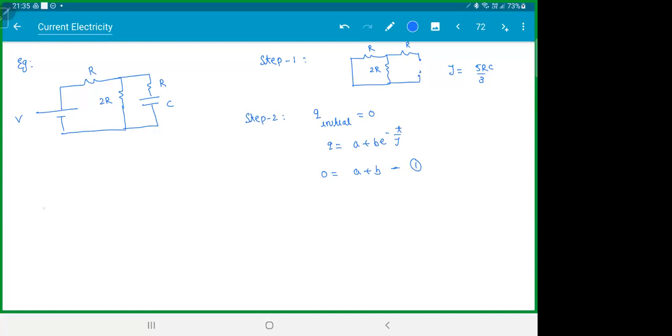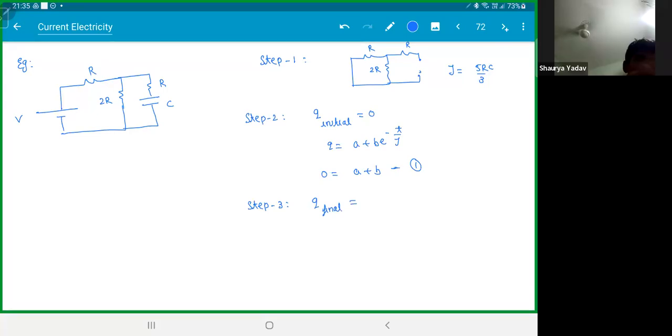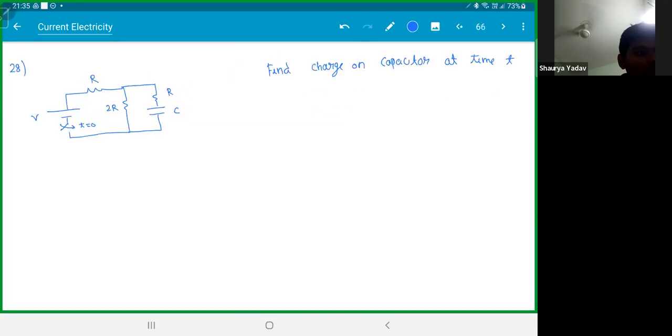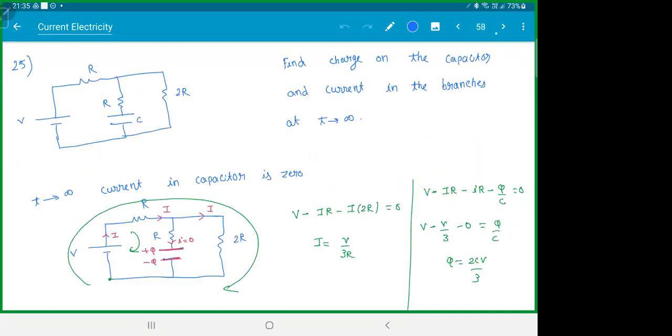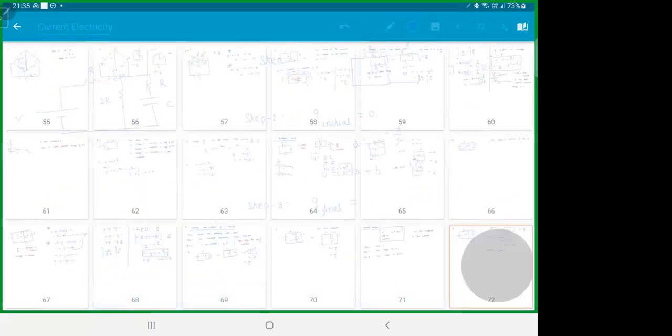Step 3, charge at infinity. How do you find charge at infinity? Do you remember steady state circuits? We had to treat the capacitor as open, meaning the charging is complete, and remove the battery to analyze. Last class we did this. Wasn't this the question? Find the charge at infinity. It was a similar question. So how do we do that?